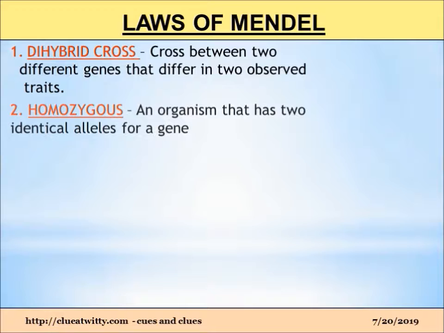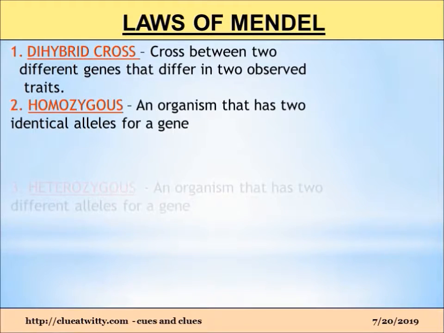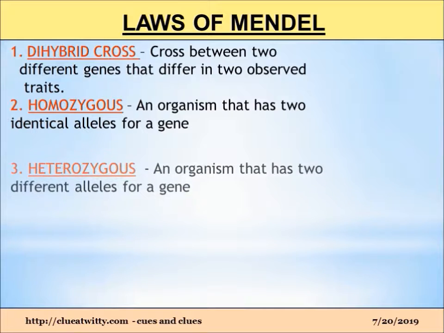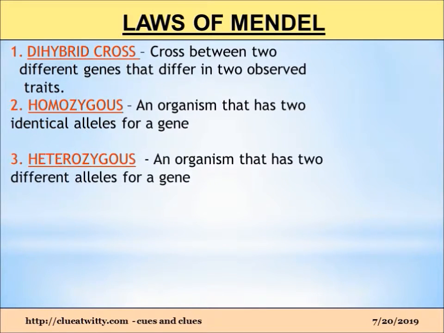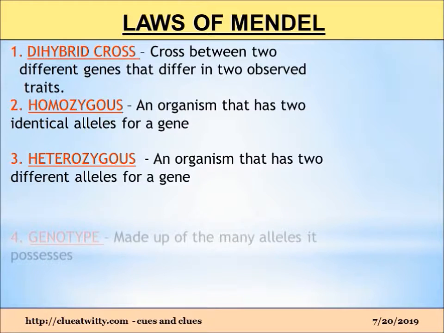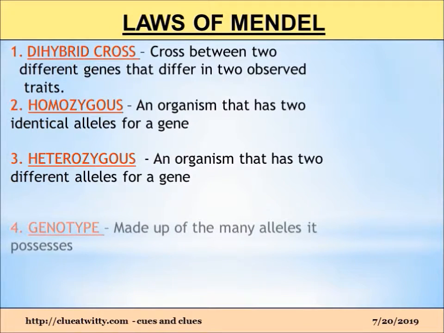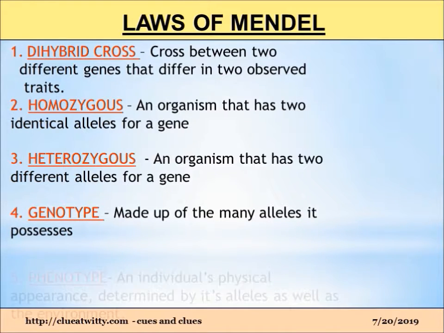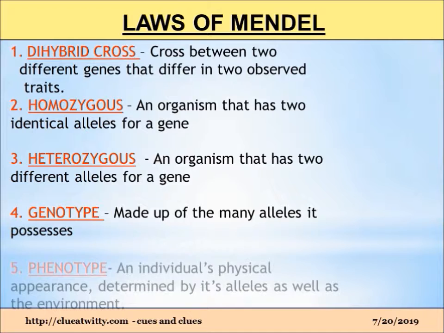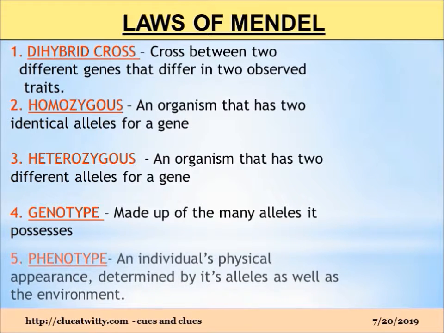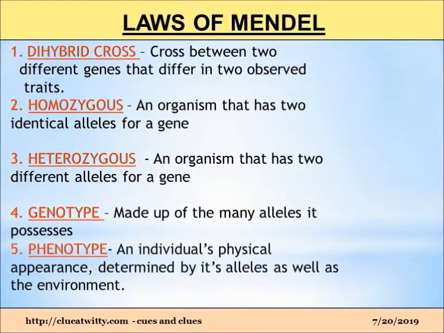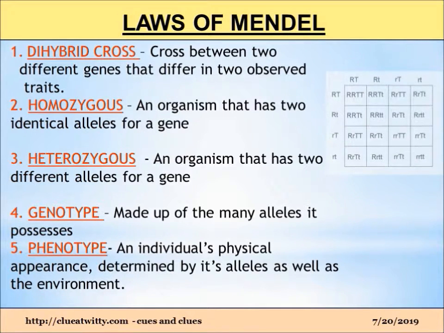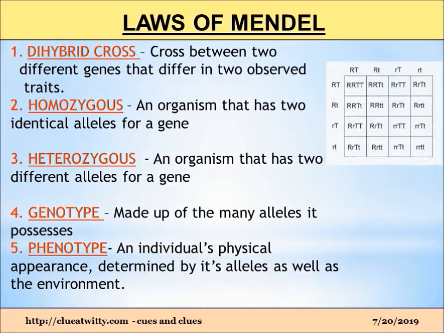Homozygous: an organism that has two identical alleles for a gene is called homozygous. Heterozygous: an organism that has two different alleles for a gene is called heterozygous. Genotype: made up of the many alleles that the organism possesses. Phenotype: an individual's physical appearance determined by its alleles as well as the environment.